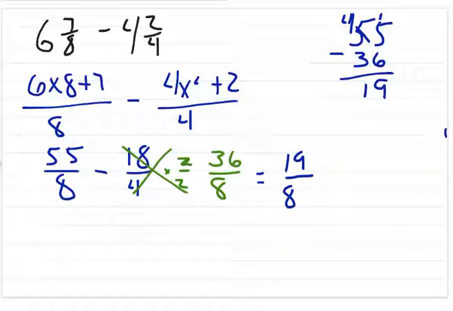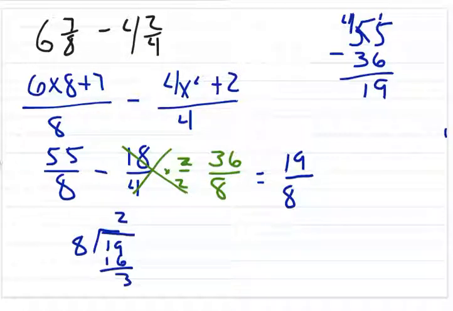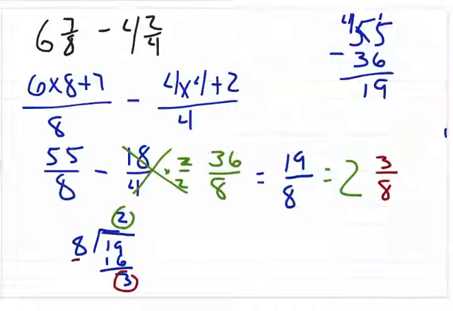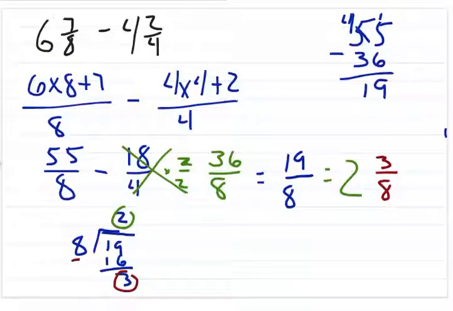Well, just like we've always talked about, to find out what this mixed number is going to be, 8 goes into 19 how many times? Twice gives me 16, subtract, and I get 3. So now I know that my whole number here is 2. My remainder is my numerator, and my denominator stays the same. 2 3/8. Did I get the same answer? 2 3/8. Okay.